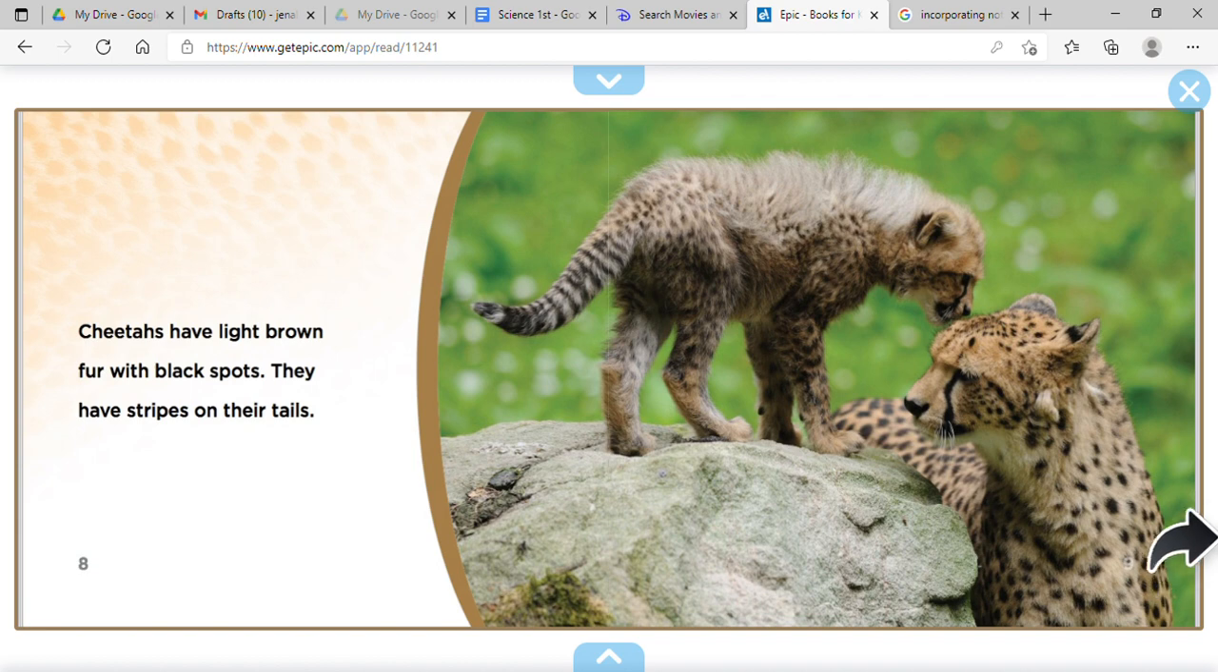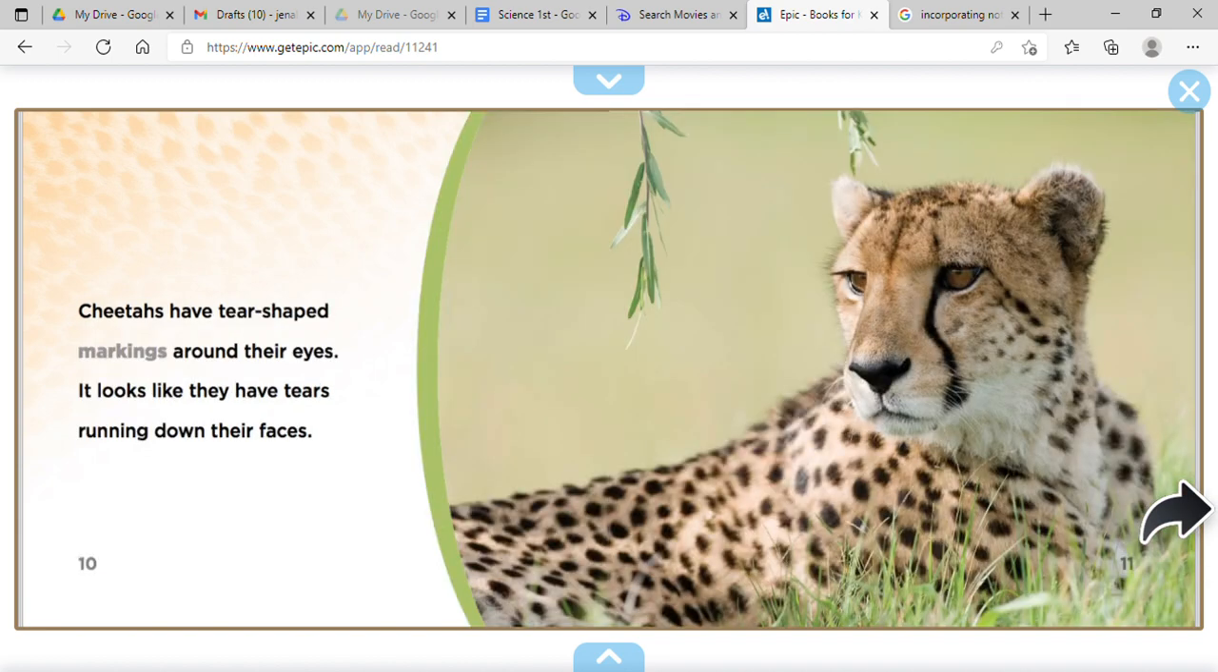All right, awesome. So cheetahs have tear-shaped markings around their eyes. It looks like they have tears running down their face. So that means also tears can fly? Well, it's not real tears, it's just how they were created. The lines on their face that come from the eye down make it look like they were crying black, like they had makeup on and it started to smudge. But it's just the marking on their face. Okay, it's pretty different.